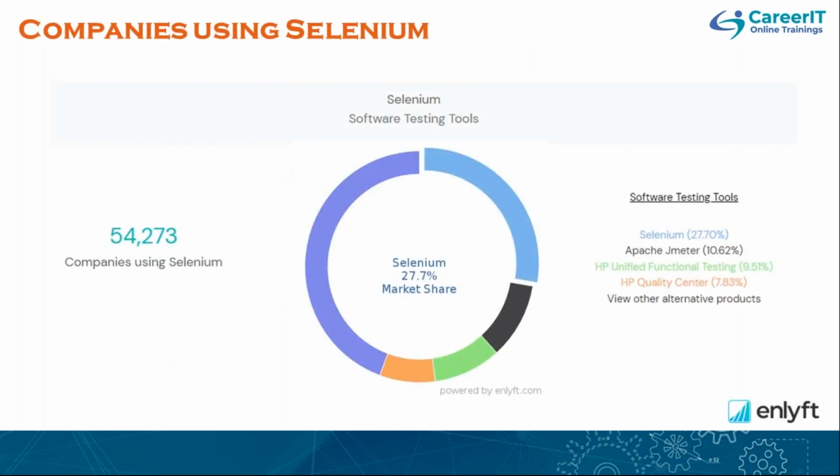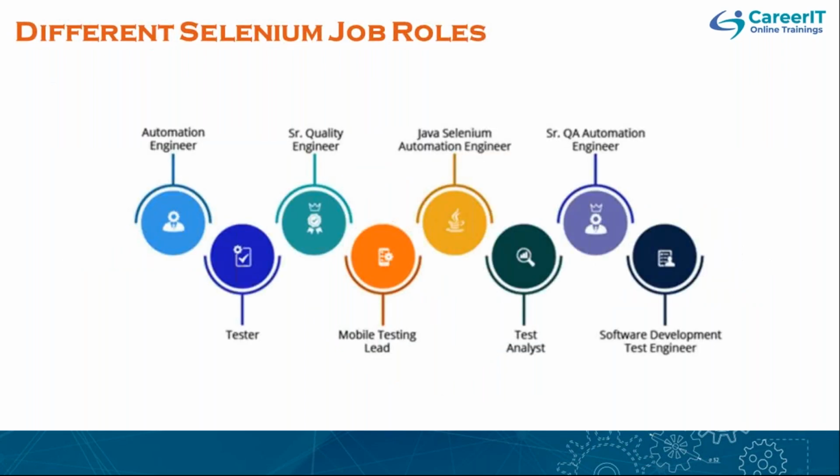And this is one interesting survey done on Selenium: how many software companies in the world are using Selenium? They did some survey and came to know that a total of 52,273 companies in the world are using Selenium, guys, as part of their test automation. That is equal to 27.7% of market share. That's where Selenium is one of the most popular.